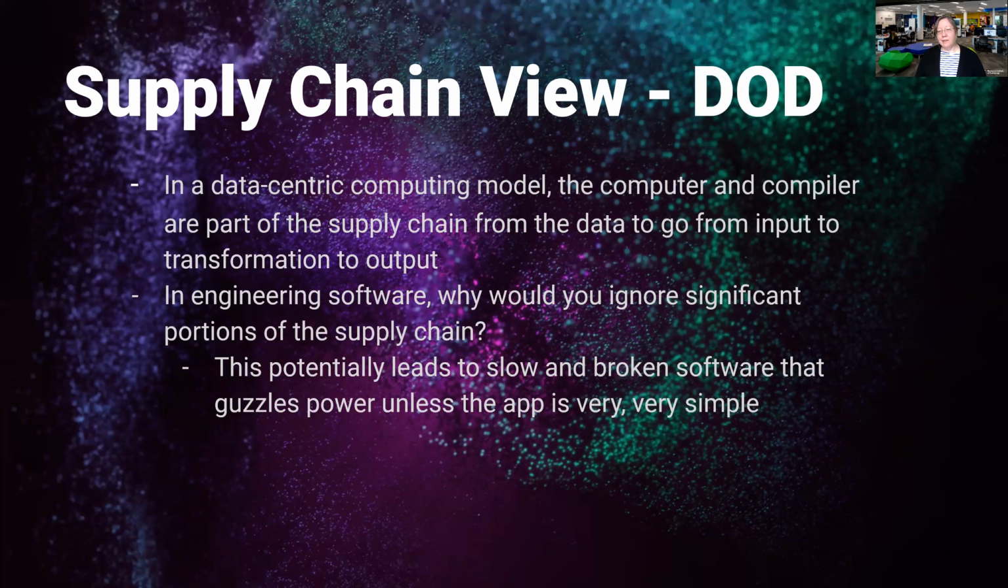And because of the way that data-oriented design looks at it, when you're engineering software, why would you ignore significant parts of your supply chain? Because when you do, it tends to lead to slow and broken software that guzzles power and does other things that you probably don't want it to do.